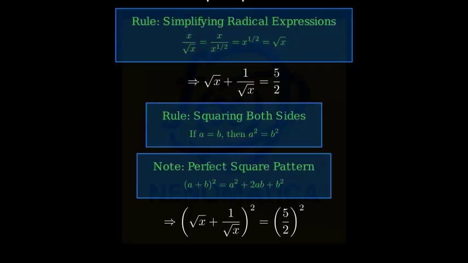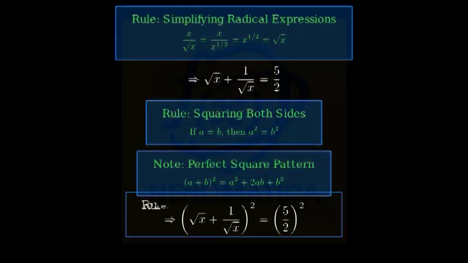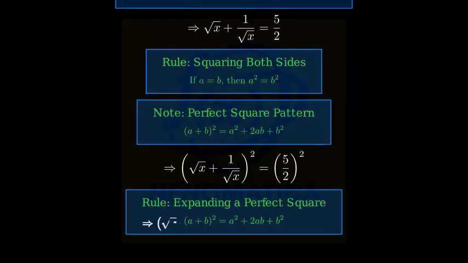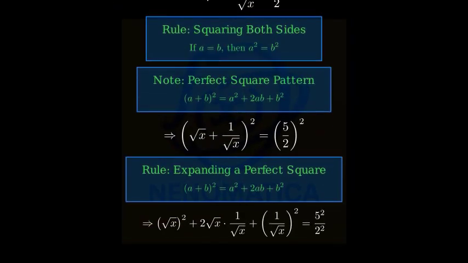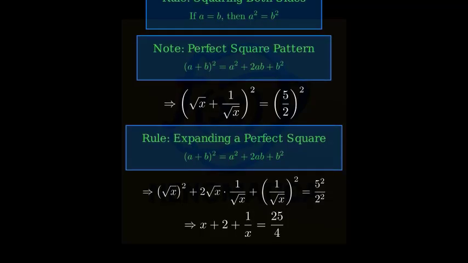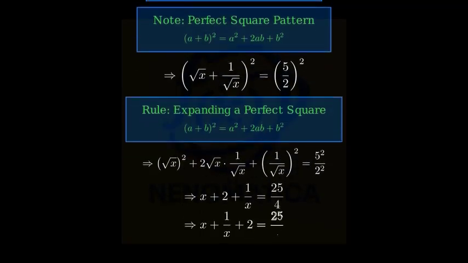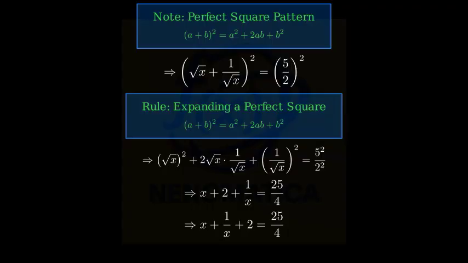Let's expand the squared terms on both sides. For the left-hand side, we get the square root of x squared, plus 2 times the square root of x times 1 over the square root of x, plus 1 over the square root of x squared. This simplifies to x plus 2 plus 1 over x. For the right-hand side, we get 5 squared over 2 squared, which is 25 over 4.